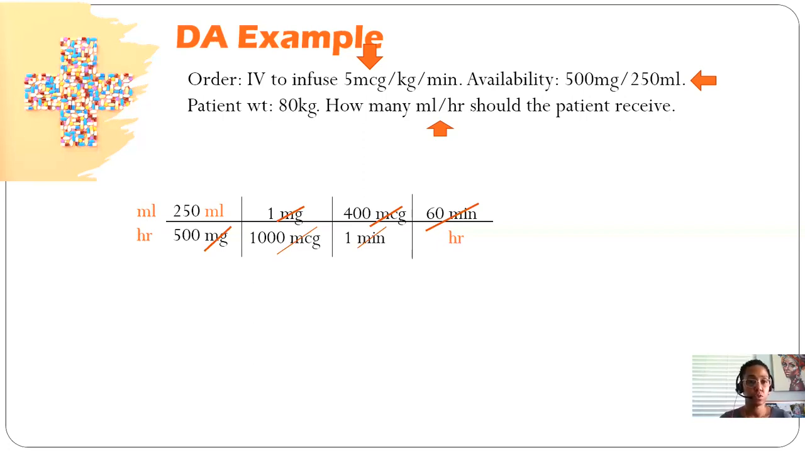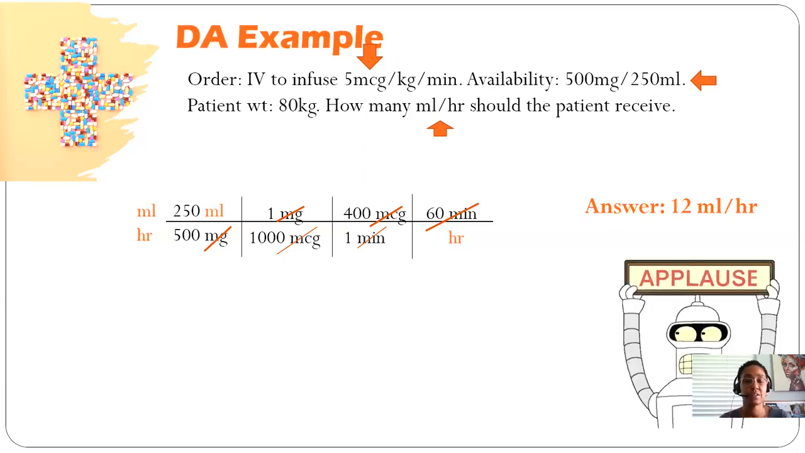You're going to do 250 times 400 times 60. And then you're going to divide that by 500 divided by 1,000. You could do it in one shot, which I find easier, without pressing the equal sign in between. 250 times 400 times 60 divided by 500 divided by 1,000. And you should get an answer of 12 mLs per hour. Awesome job if you understand this.